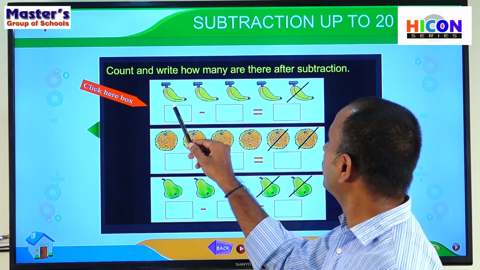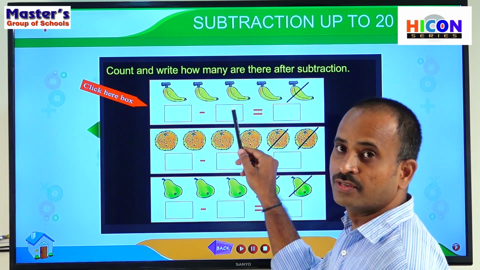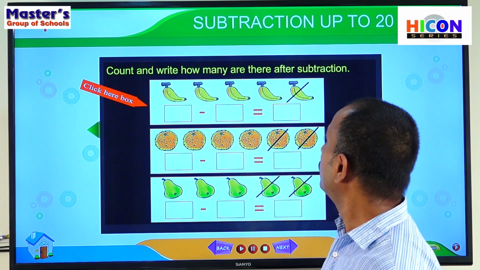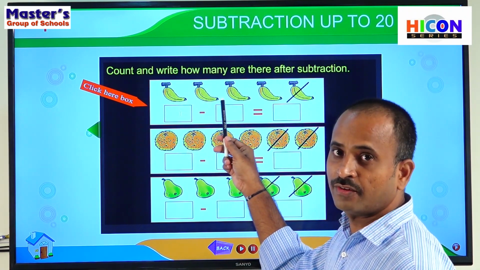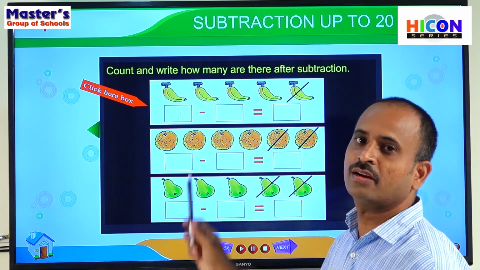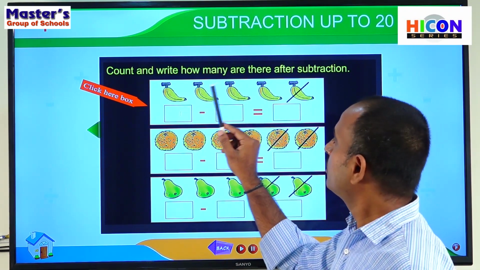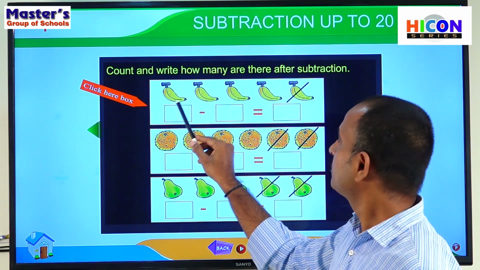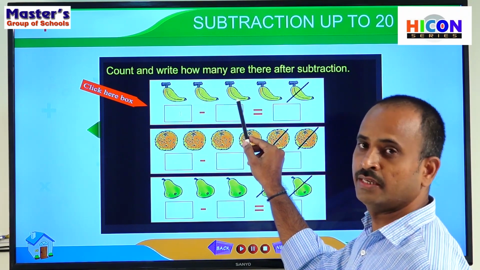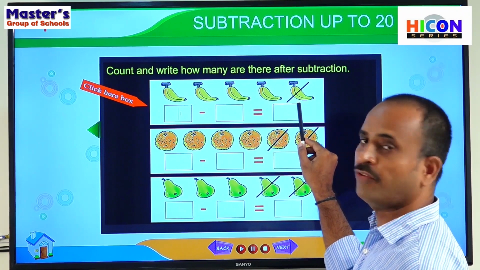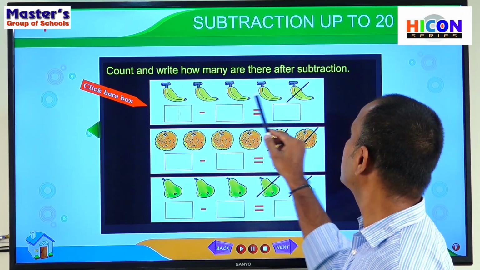So what are you observing? There are some fruits given in the first example. Could you identify the name of the fruits? Yes, they are bananas. So how many bananas are there? There are total 1, 2, 3, 4 and 5. So total 5 bananas are there.